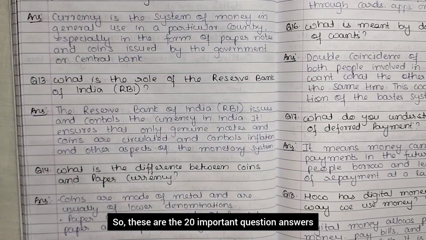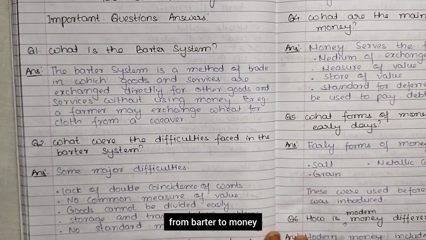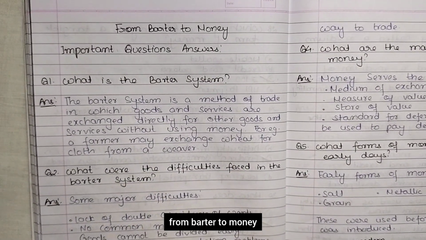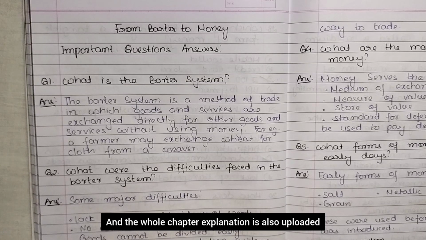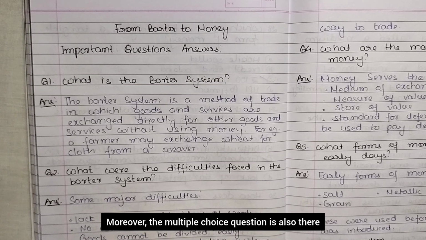So these are the 20 important question answers from the chapter, that is from barter to money. And the whole chapter explanation is also uploaded. Moreover, the multiple choice question is also there.